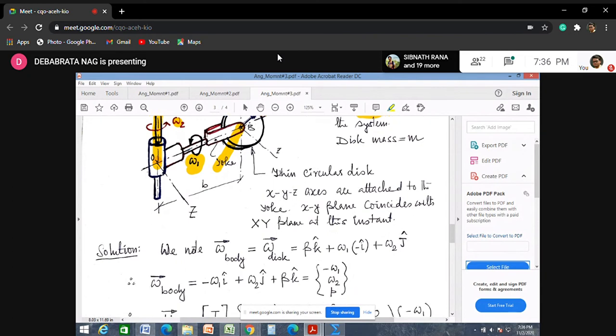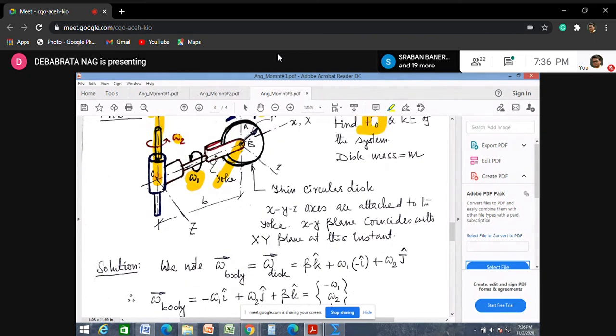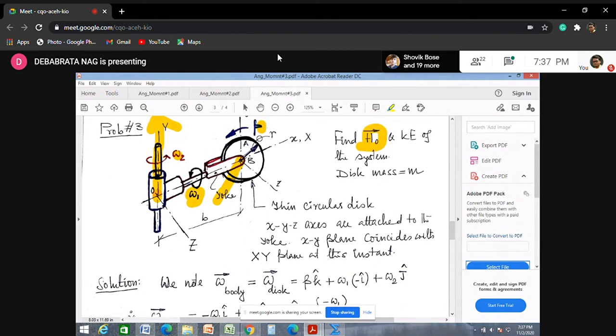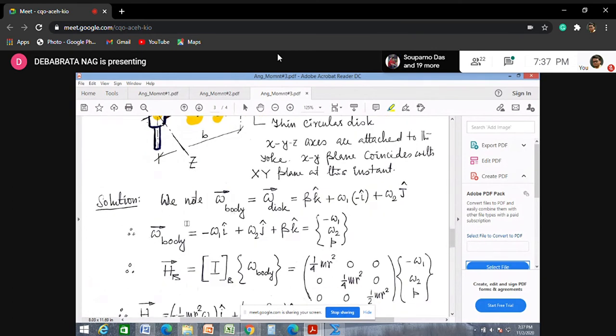Now since at this instant I align all of them along this direction, I transform all the unit vectors in terms of the instantaneous coordinate axes, I mean to say small x, small y, and small z. So having done this, I have minus omega 1 I cap plus omega 2 j cap plus P k cap. That means this capital J and small j are made equal with respect to each other. So naturally, if you write it in the matrix form, the vector is expressed in this manner.